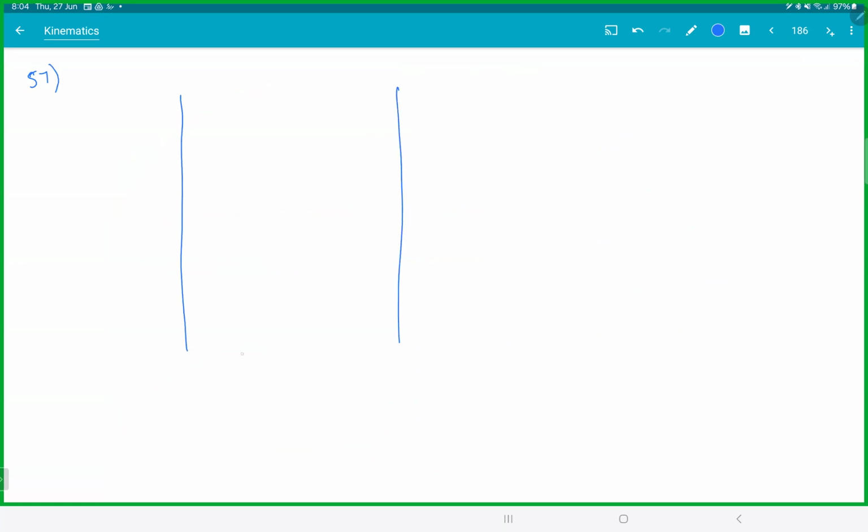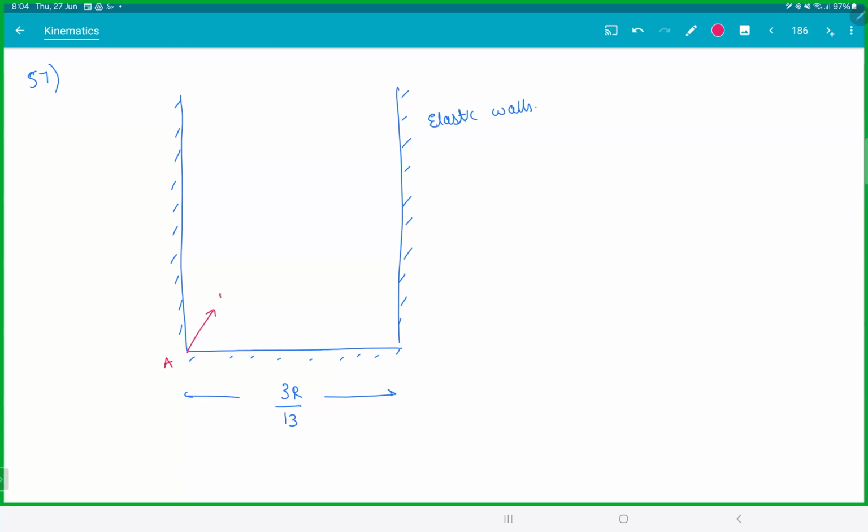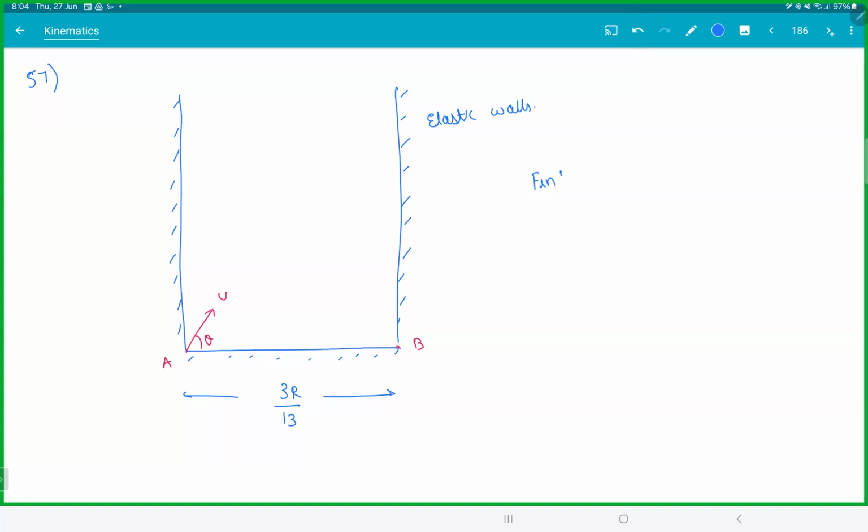There are two walls. The distance between them is 3R by 13. Same thing, elastic walls. From this corner, you're projecting with u and theta. Find the point where the ball lands on the ground. If you look at this, it will hit, bounce, bounce, bounce, bounce. It will start bouncing between the walls, isn't it? Find the point where the ball lands on the ground.